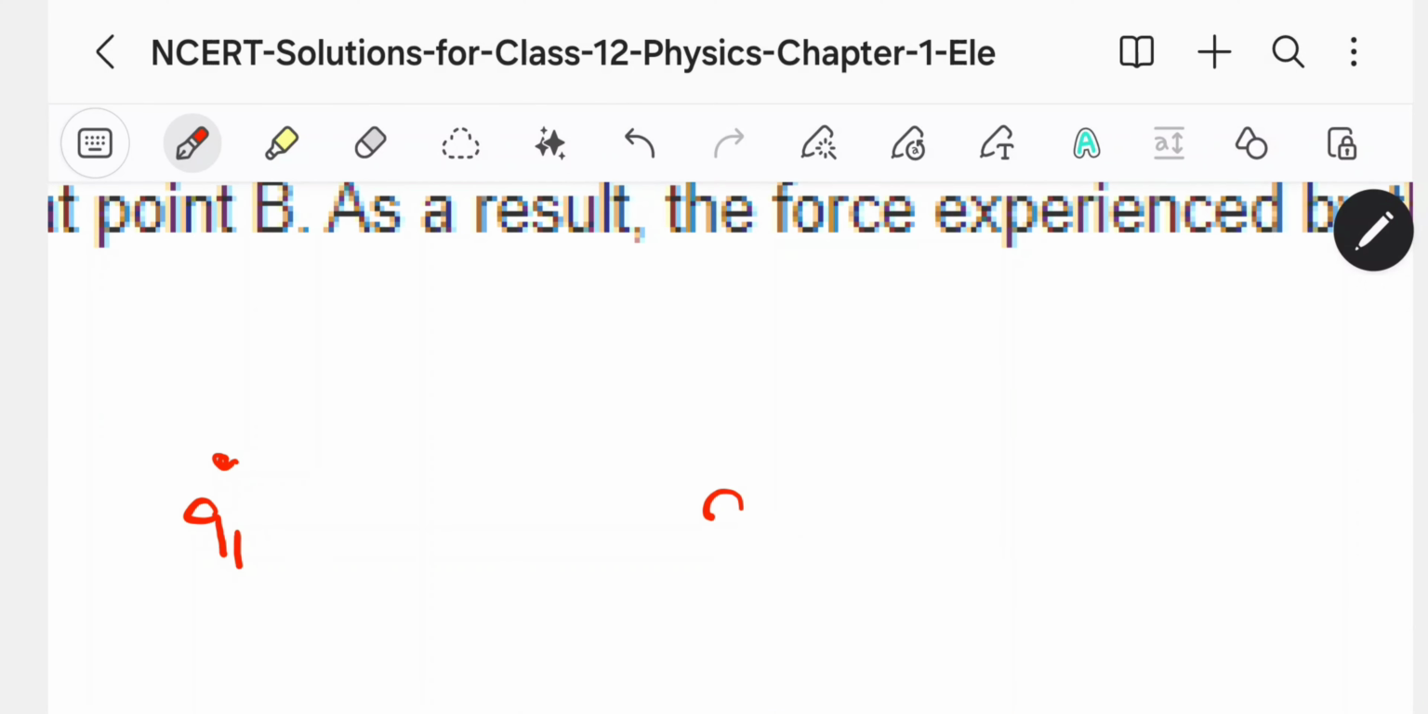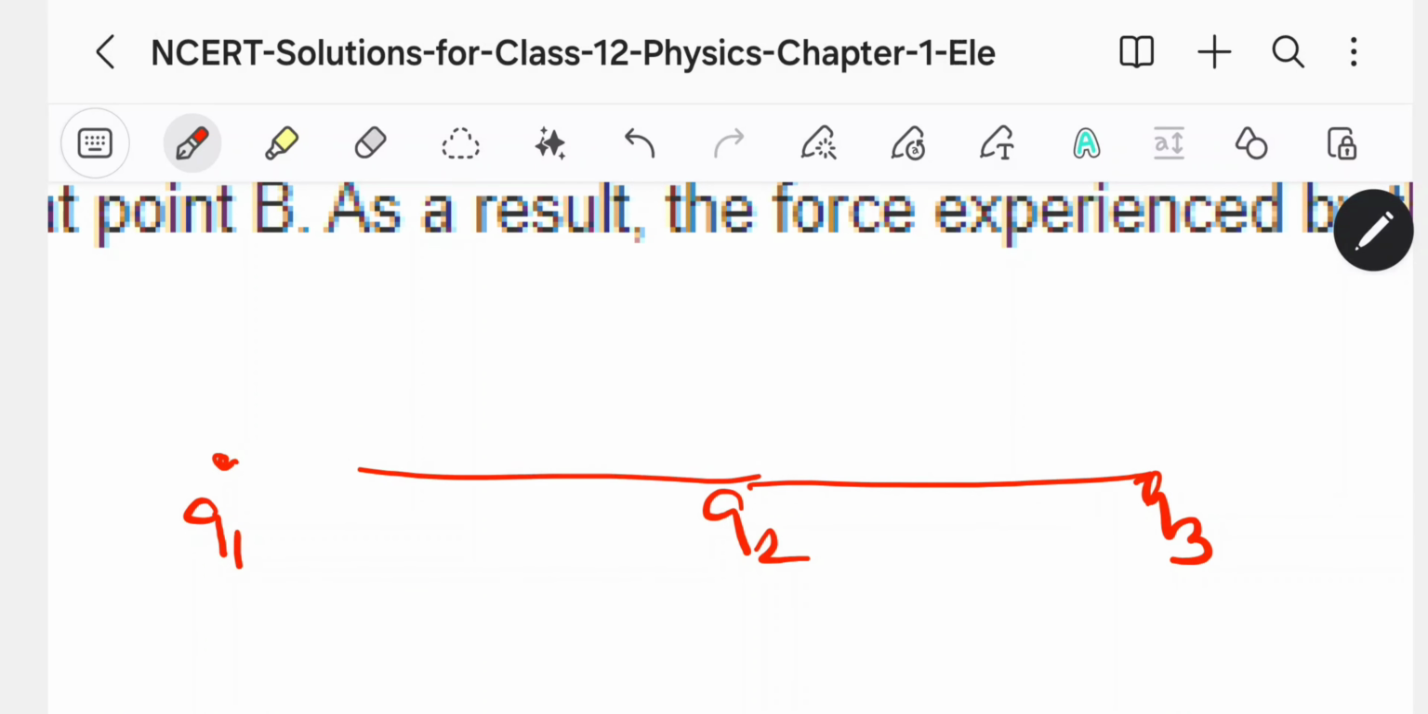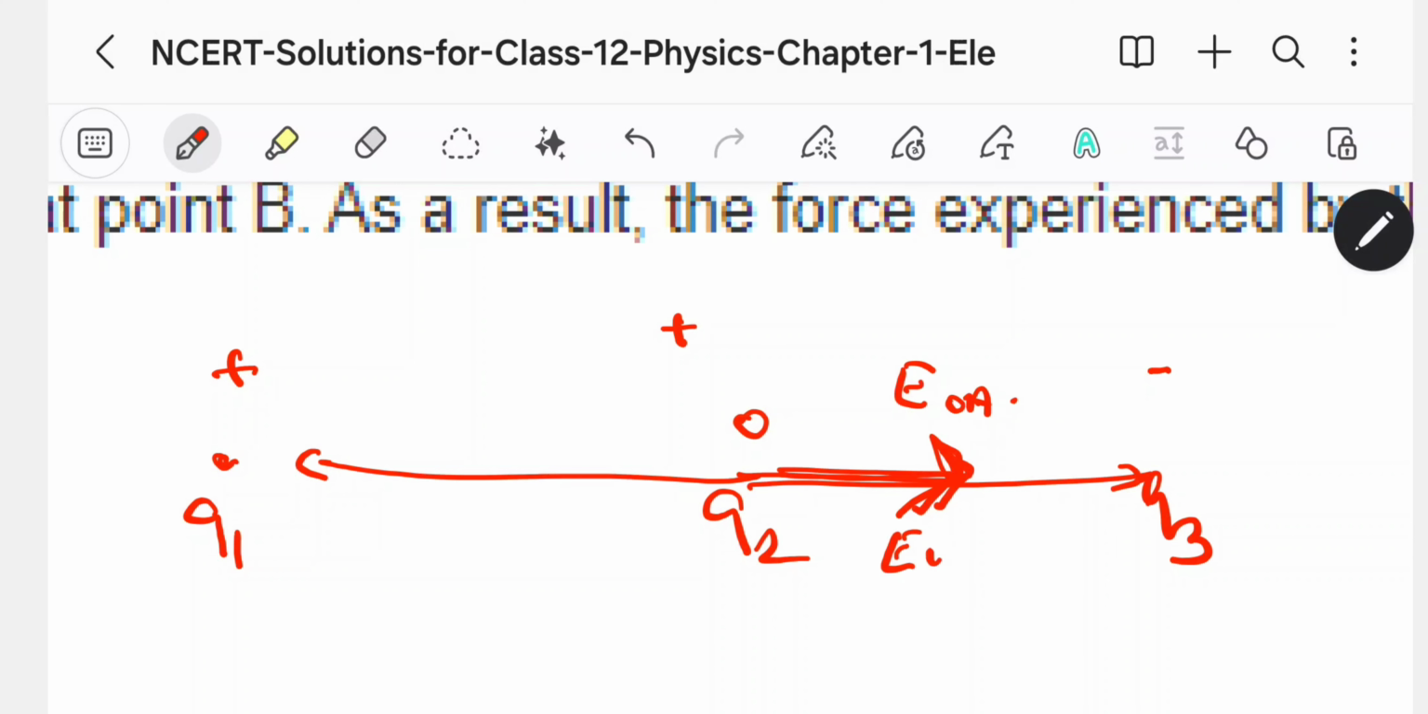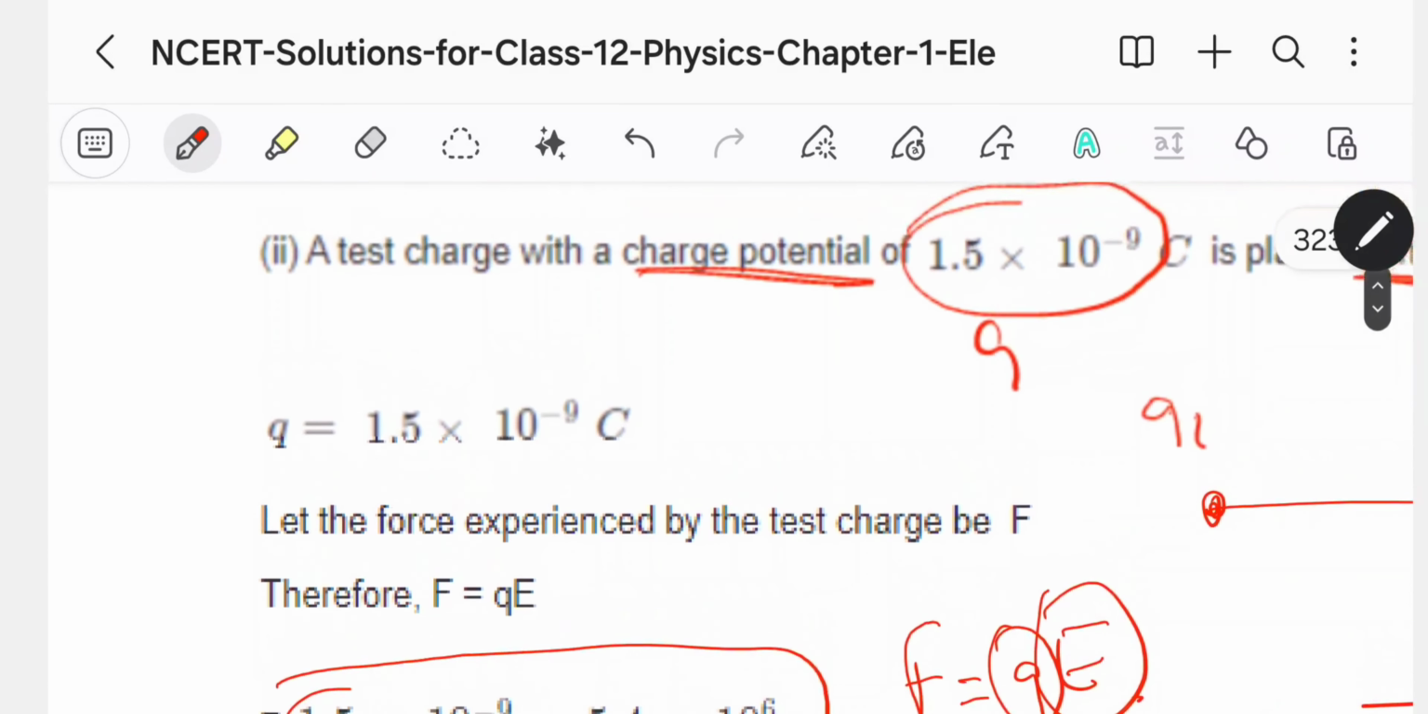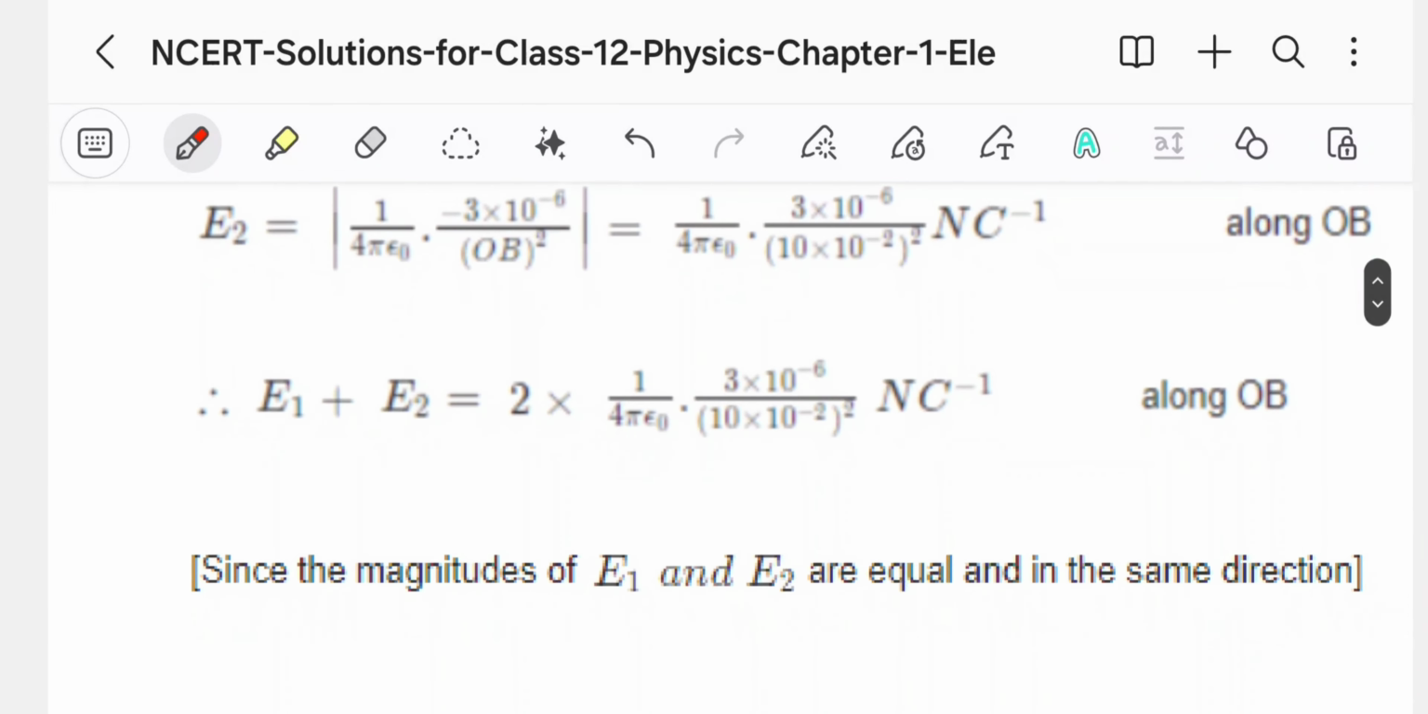This is Q1, Q2, Q3. This is your center O, and this is your positive charge, this is your positive charge, and this is your negative charge. So basically first it was going over here in this direction, right? EOA was going in this direction away, and EOB was also going in the same direction. And then what happened was that your F vector is minus 1.5 into 10 raised to minus 9. It is given that it is minus.